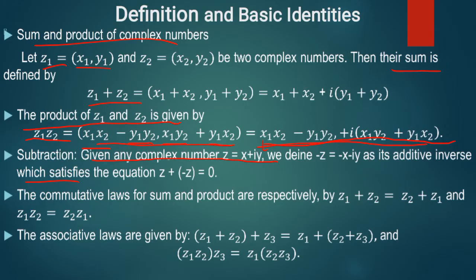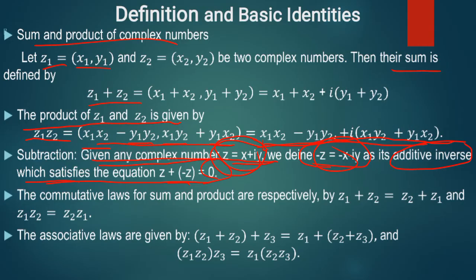Like I was saying, for subtraction, given complex numbers of this form, the additive inverse of this one, which will give you 0, is actually this term here. So when you add this to this, you should get 0. That's what we call the additive inverse of the complex number.